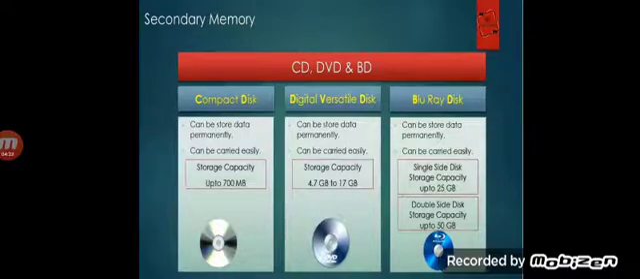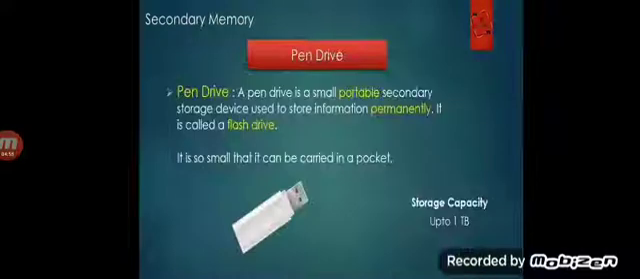Now the main difference between all these three is their storage capacity. The storage capacity of compact disc is up to 700 MB, that is megabytes. The storage capacity of DVD is 4.7 GB, that is gigabytes, to 17 gigabytes. And the storage capacity of Blu-ray disc is up to 25 gigabytes, or for a double-sided disc, up to 50 gigabytes.